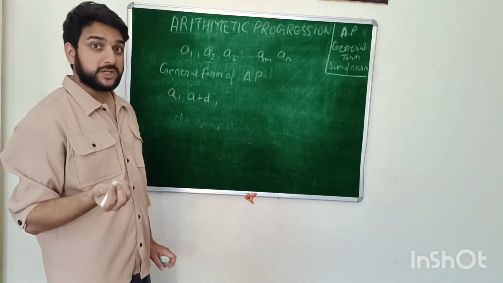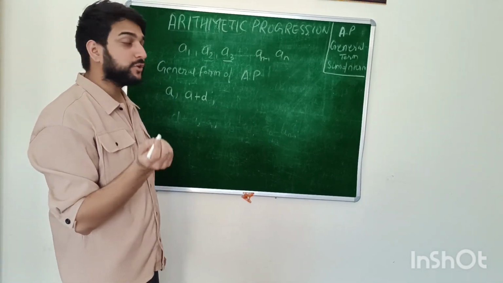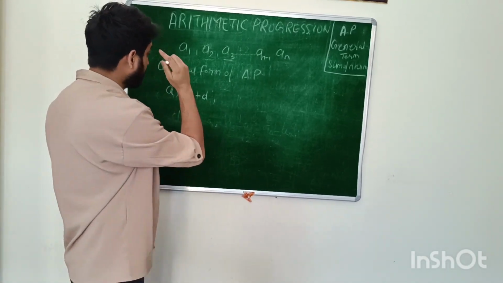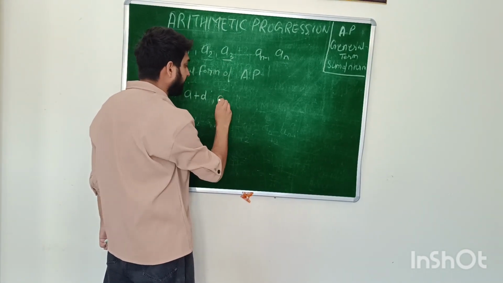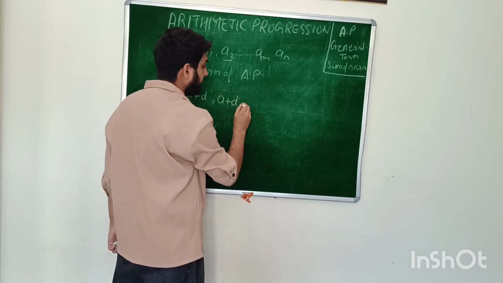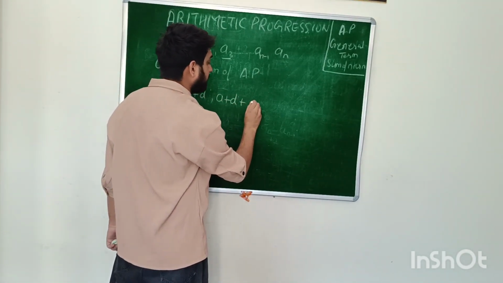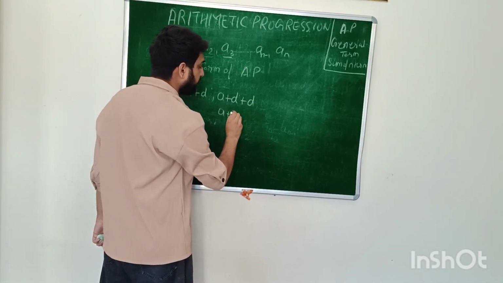Okay. So for our third term, if we are finding a3, we know we are going to add the fixed number to its preceding term. So a3 is our a plus d, the second term, and we add d to the second term. So we can find the third term. So a3 is a plus 2d.